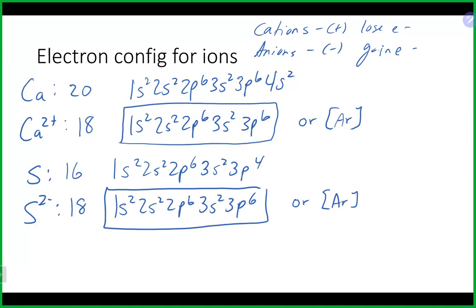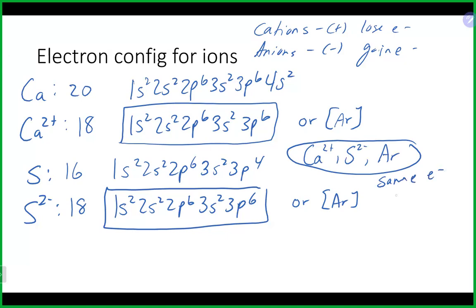That is, as we will talk about in the bonding chapter coming up, the basis of all bonding: for everybody to become very similar to the electron configuration of the noble gases, because they are very, very stable. So all three of those things, calcium with a +2 charge, sulfur with a -2 charge, and argon, have the same electron configuration. They are what are known as being isoelectronic with each other. Isoelectronic means that they have the same electron configuration.